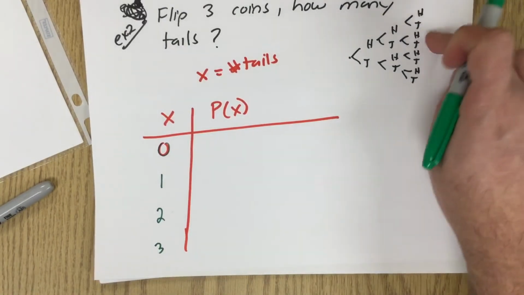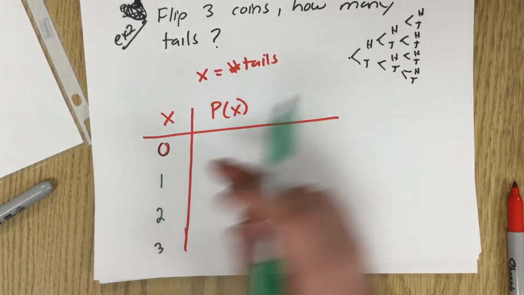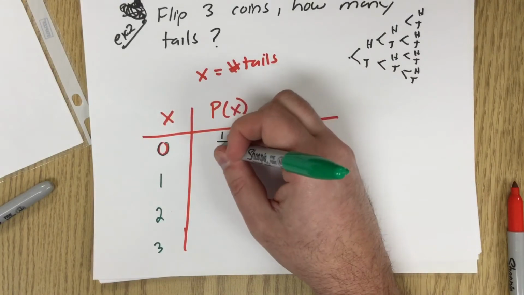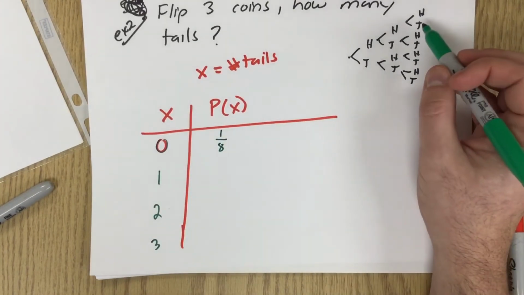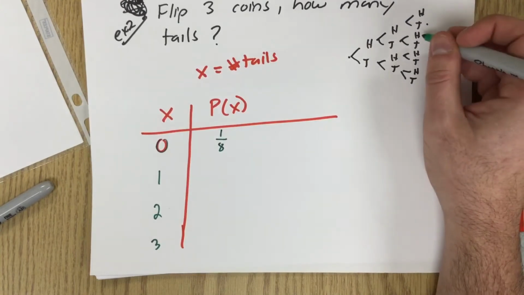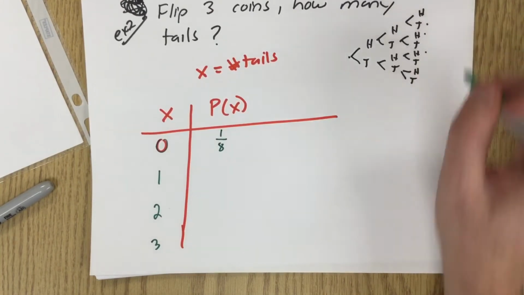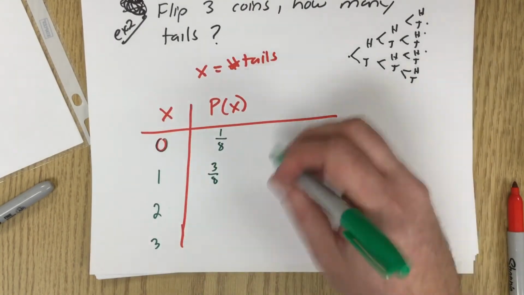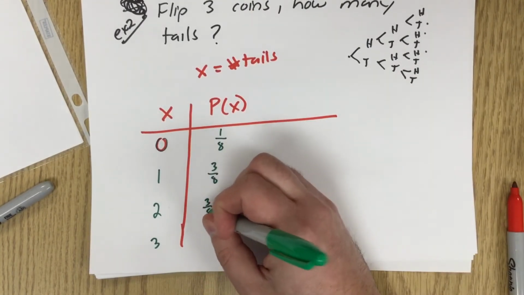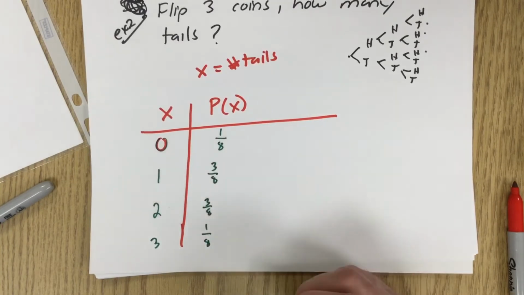Okay, so there's 8 possible outcomes. How many of them have 0 tails? Just the 1. So that's going to be 1 out of 8. How many of them have 1 tail? That one has a tail. That one has 1 tail. That one has 1 tail. So it's going to be 3 out of 8. If you do the counting, this one turns out to be 3 over 8 as well. And this one turns out to be 1 over 8.